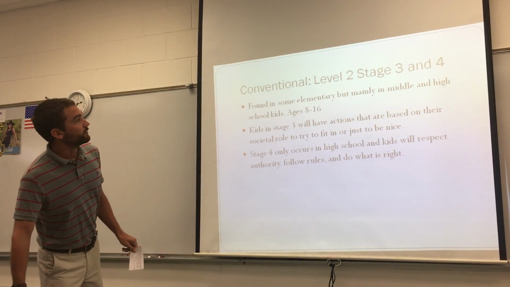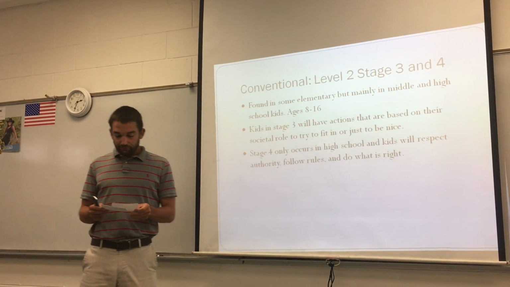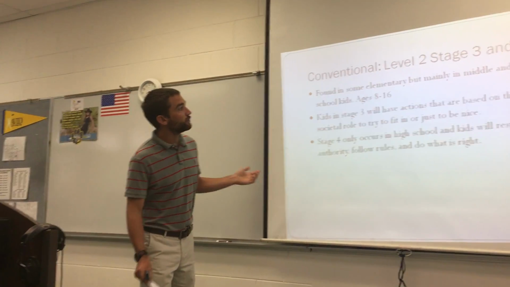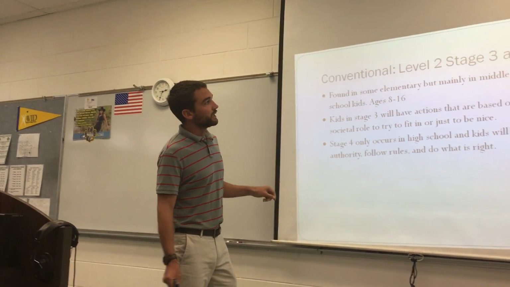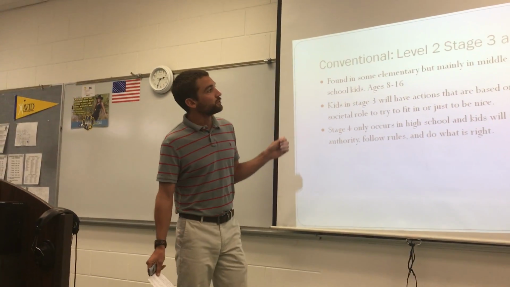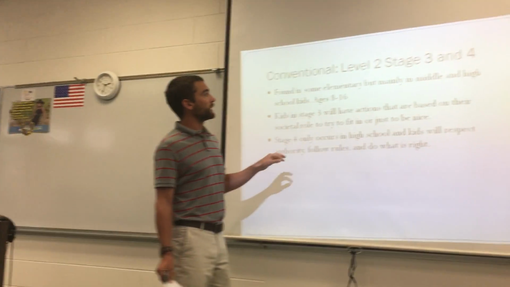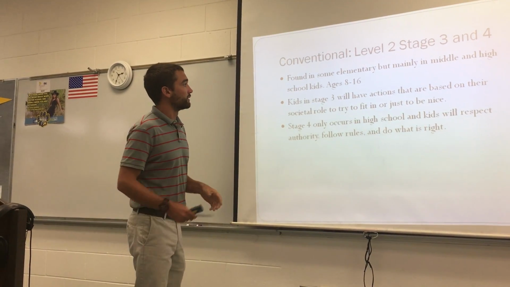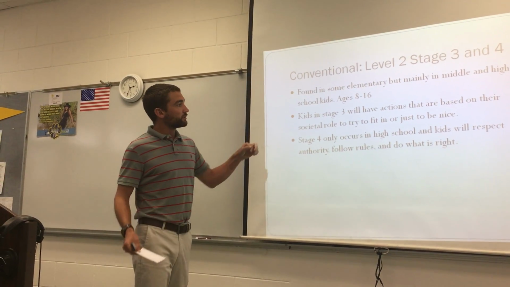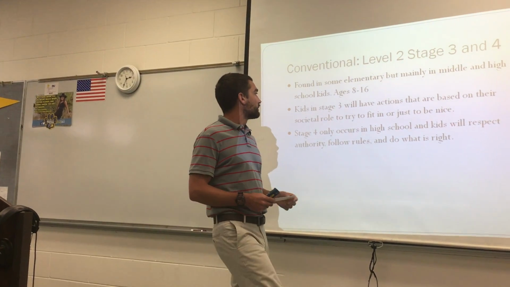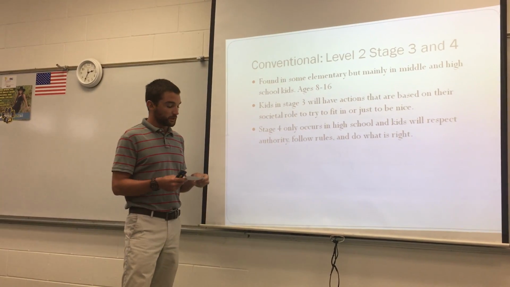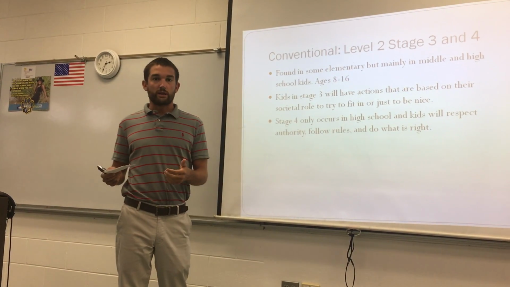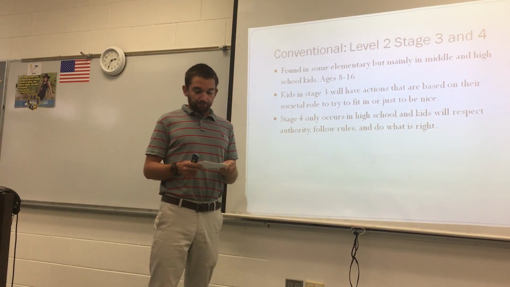And now we're in the conventional level, stages 3 and 4. In those stages, this is based on what society views and expects. So you're going to find in these stages some elementary school students, but mainly middle and high school age kids. They just want to follow the rules. That's what society expects of them. In stage 3, actions are based on their societal role and trying to fit in or just to be nice. Of course, we see this all the time because I teach middle school. Kids always just want to try and fit in.